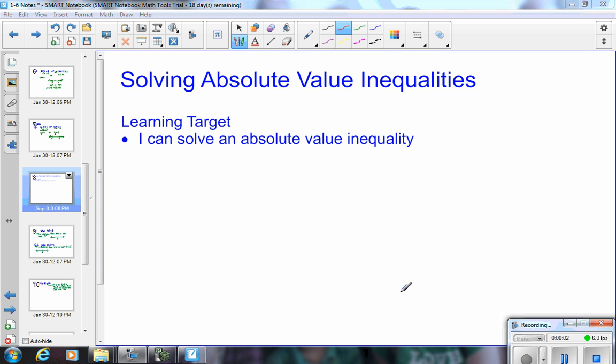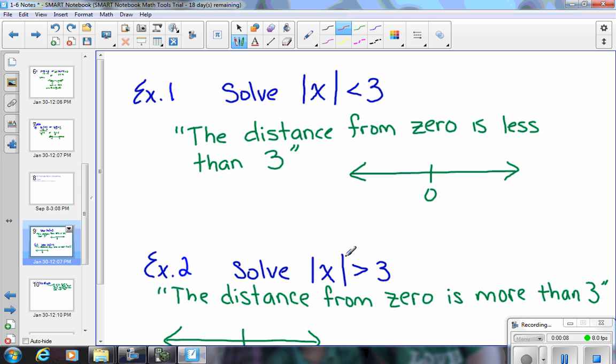Today we're going to solve absolute value inequalities. Your learning target is I can solve an absolute value inequality. So now we're going to be putting together two things we've learned about, absolute value expressions and inequalities. So for this first example, solve the absolute value of x is less than 3.